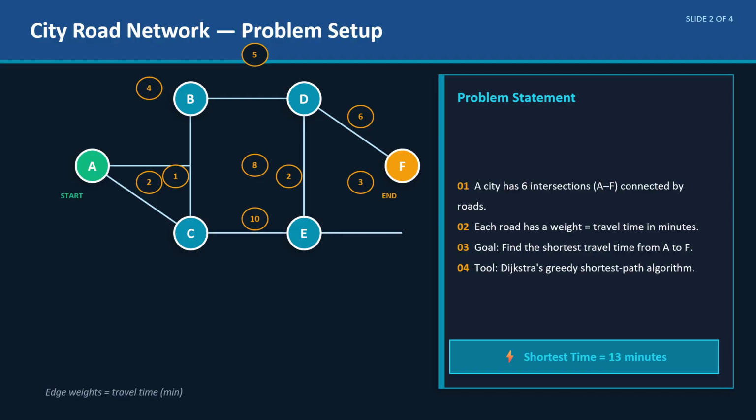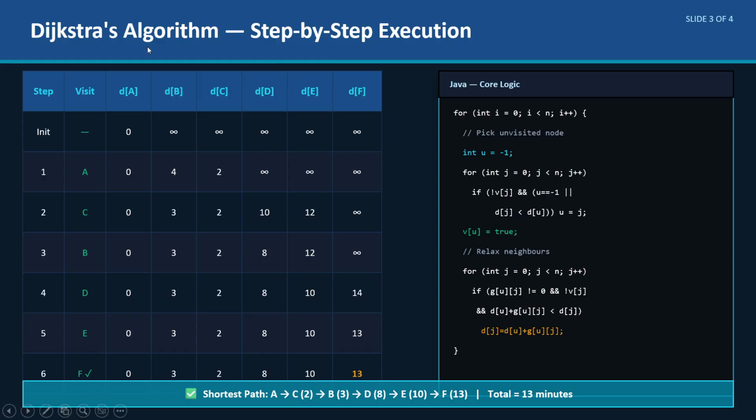We set our start node equal to 0 in code, which is A. Our starting node is A, and our end node is F. And next, I'm going to explain this.